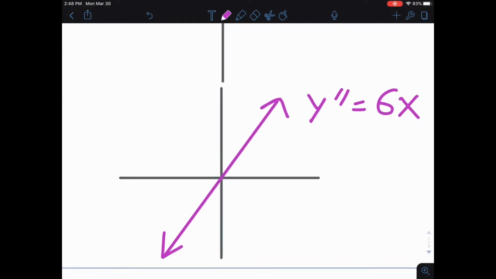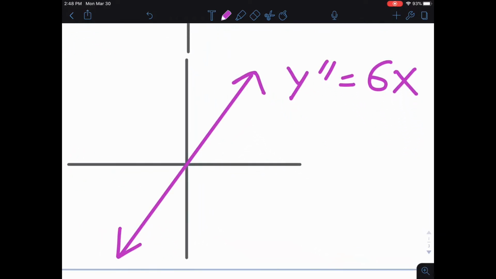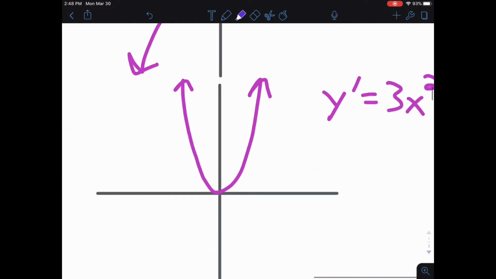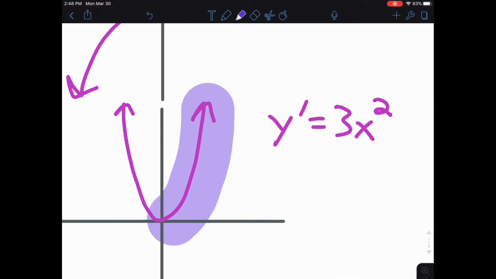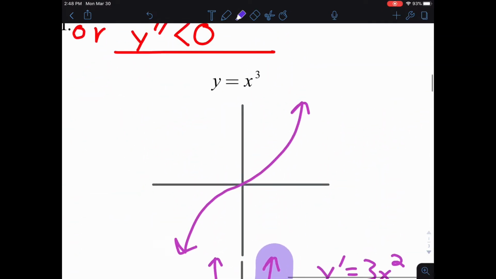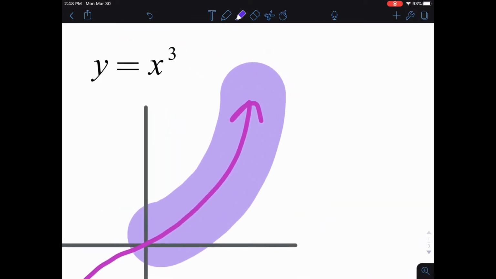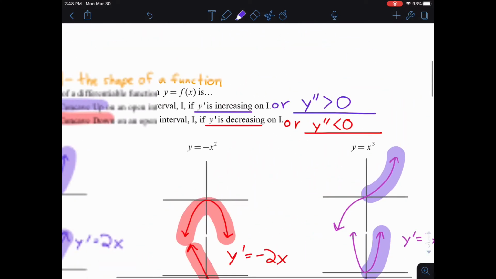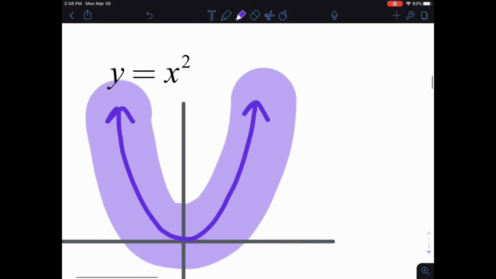Okay, so let me look at y double prime. So where is y double prime positive? If I look at this graph, where is it positive? Not increasing or decreasing. When I'm looking at y double prime here, I see that it's positive from 0 to infinity. And that is where y prime increases, and that is where y is concave up. If I take the right side of x cubed, it is going to look like the right side of x squared.